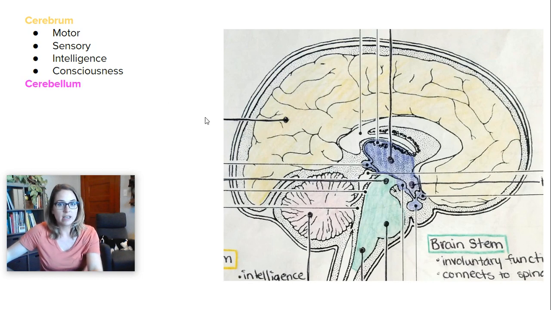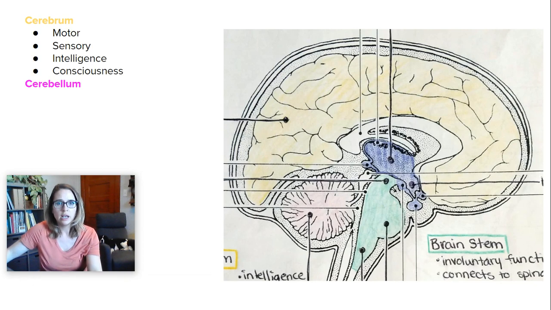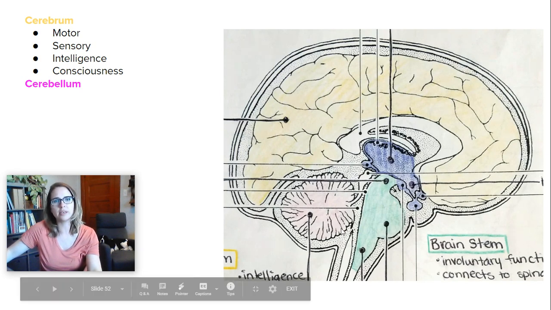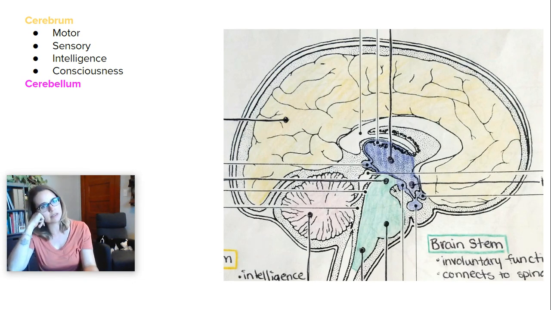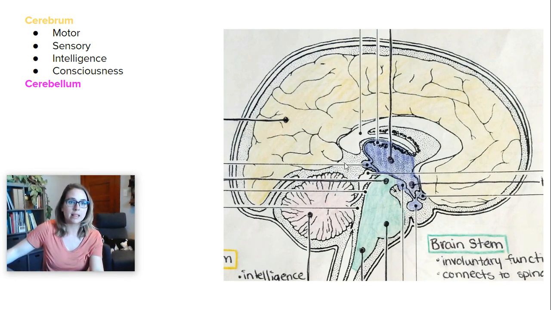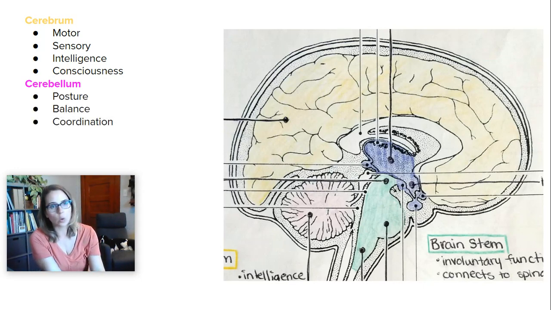All right, the cerebellum, I colored pink, although it's hard to tell. That's this section right here. It kind of has sort of like these little, I don't know, you can think of it kind of like a bush almost. It looks a little bit like a bush, but that's the cerebellum. And the cerebellum is responsible for your posture, balance, and coordination.